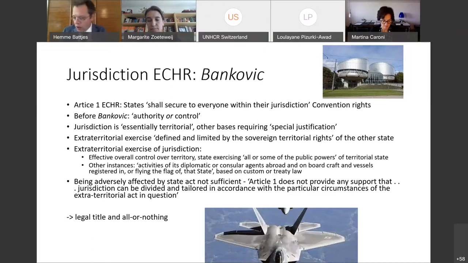So the conclusion seemed to be that there should be some legal title for extraterritorial exercise of jurisdiction, and that such jurisdiction should be sort of complete or nothing. Now, there was a lot of criticism on this case, and the court sort of stepped back a little in the case of Al-Skeini. Next slide, please.